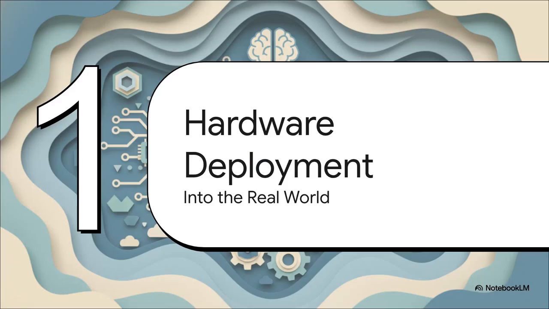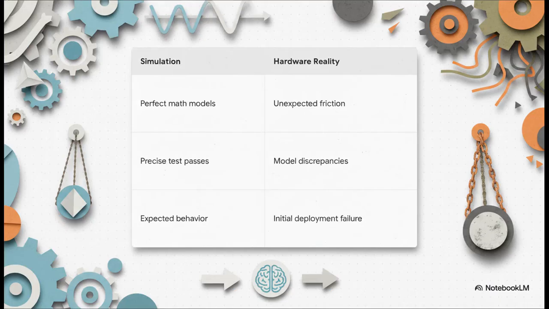All right, we've made it to step 5, deploying our code to the physical hardware. So here's where we hit a massive reality check. Our highly tested code passed every simulation flawlessly, but when we deployed it to the actual hardware, it failed. The simulation assumes a perfect mathematical world, but out in hardware reality, the physical pendulum had unexpected friction and little mechanical discrepancies that our pristine model just didn't account for.